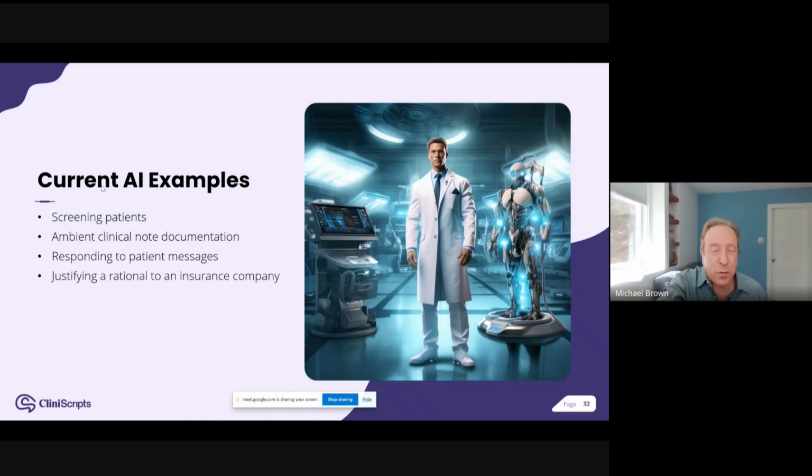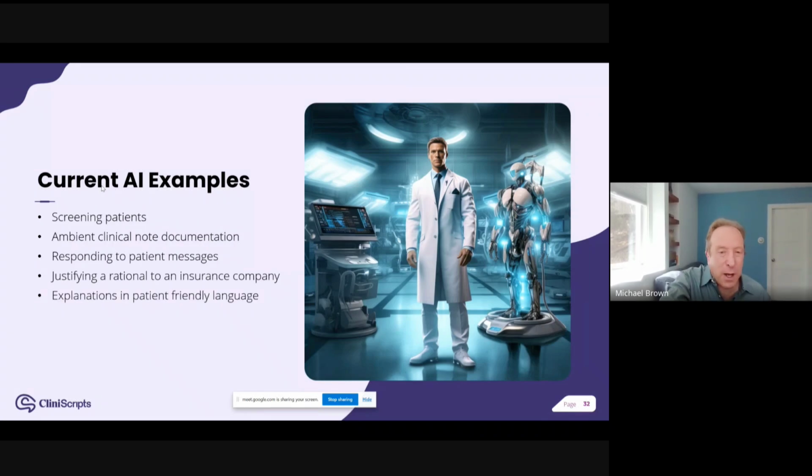Justifying a rationale to an insurance company. The system knows what this clinical situation is, and if a provider can basically type up a letter to the insurance company a little faster with some good references, that can be quite helpful. Just be careful that if you use it for that purpose, please check the references. There have been cases in which the system makes up references when it doesn't know them. So please check the references if you use it for something like that.